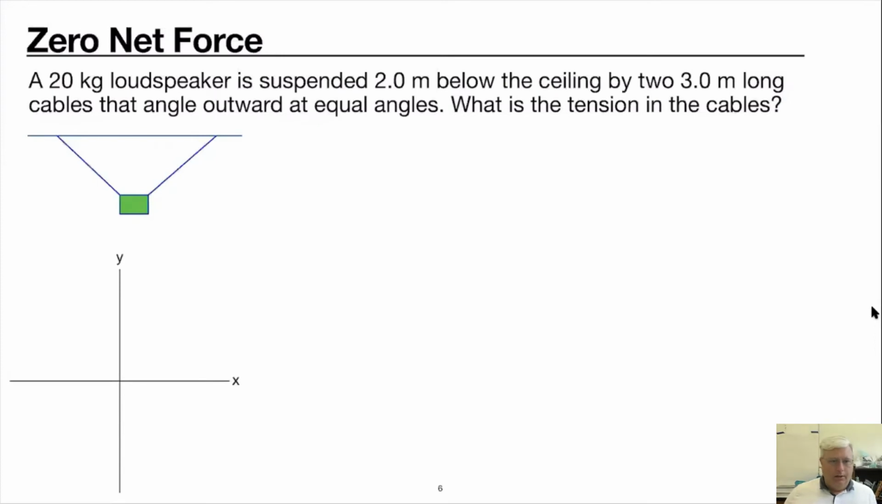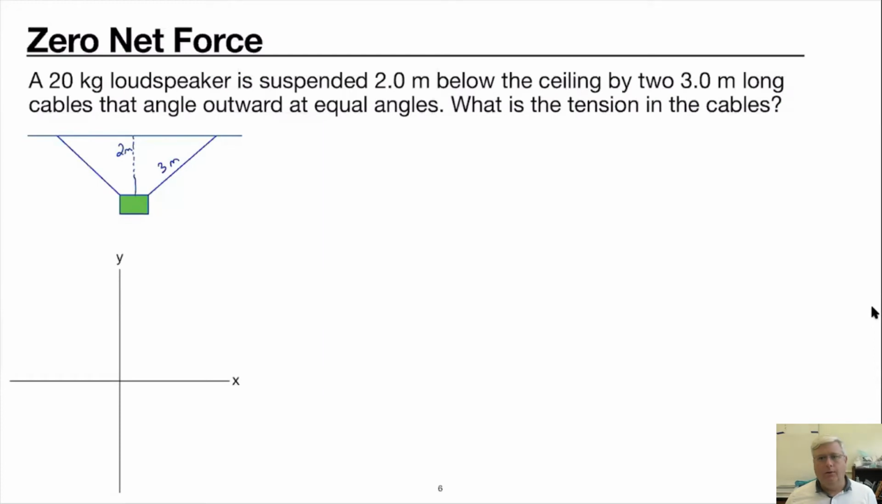And we know that they're 3 meters long, each one of them. And what else do we know? Well, we also know it's suspended 2 meters below the ceiling. So this straight line distance down the middle, that's 2 meters. Okay. So that's about all the information we can really gather. But now we have kind of a nice visual of what's happening here.